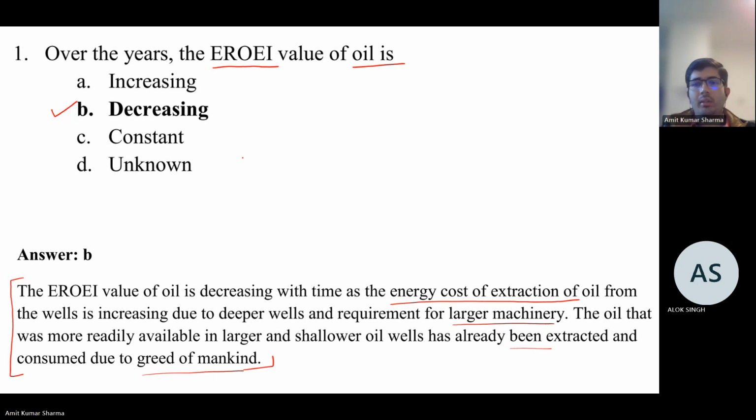Actually, you had to invest only 2 or 3 barrels, and you would get maybe an energy content of 100 barrels. But as time passes, due to the greed of mankind, we consume so much oil. Now, due to deeper wells and the requirement of larger machinery, the cost of extraction has increased. That's why the EROEI value has decreased. So over the years, the EROEI value of oil is decreasing. Okay.